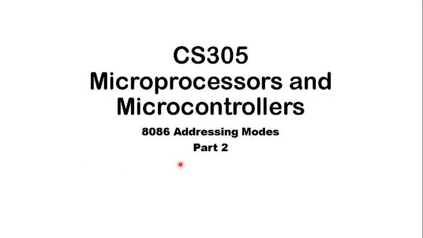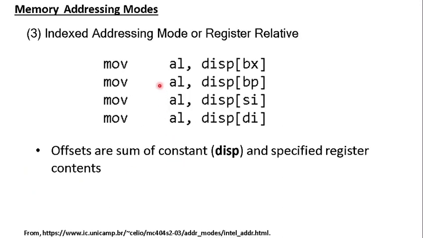We will see the remaining addressing modes possible with 8086. The first one is the indexed addressing mode, or register relative addressing mode. In this addressing mode, the offset within a particular segment is given as the sum of a displacement value and a specified register. So these are the possible options that we have.